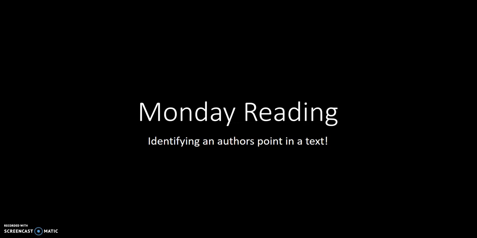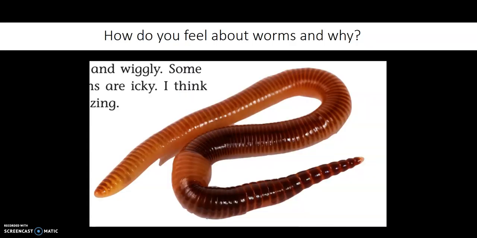Guys, it's Miss Turner, and for the next 2 days, I will be teaching you how to identify reasons that support an author's point in a text. So to start off, I want you to look at this picture from our text, which is a piece of writing that you read, like a book or a short story or a short fact sheet. So that's a text. So this picture is from a text, and I want you to look at it and state, how do you feel about worms and why do you feel that way?